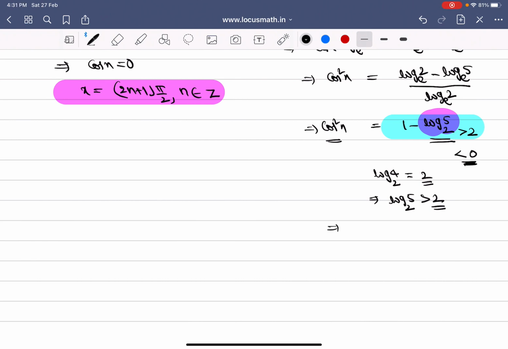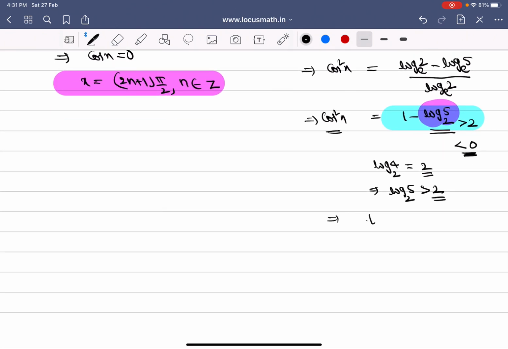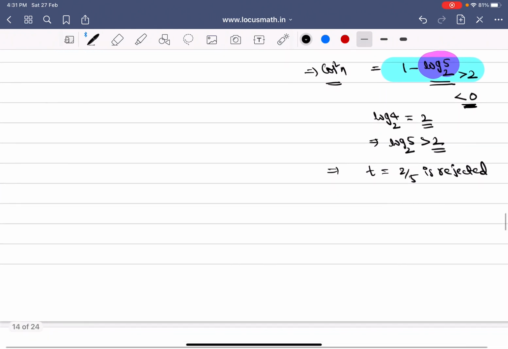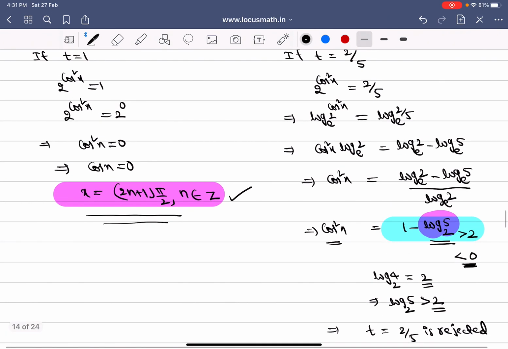Here t is equal to 2 by 5 is rejected. Therefore the final solution is what? Only x equal to odd multiples of pi by 2 is the final solution.